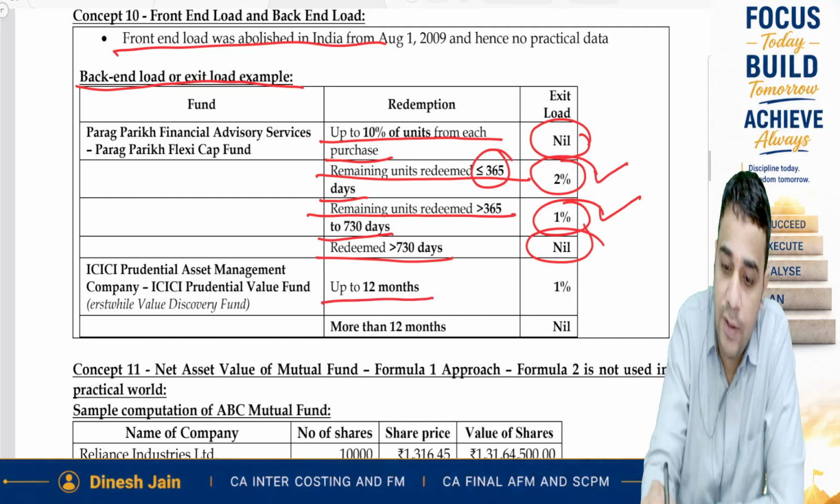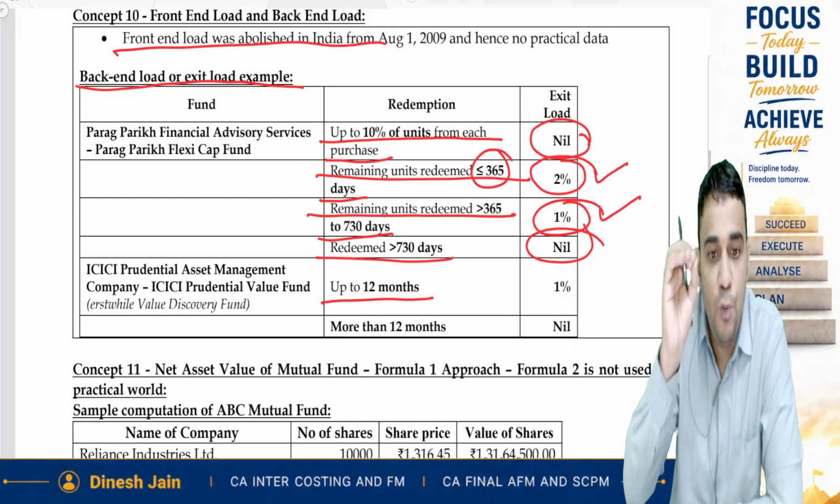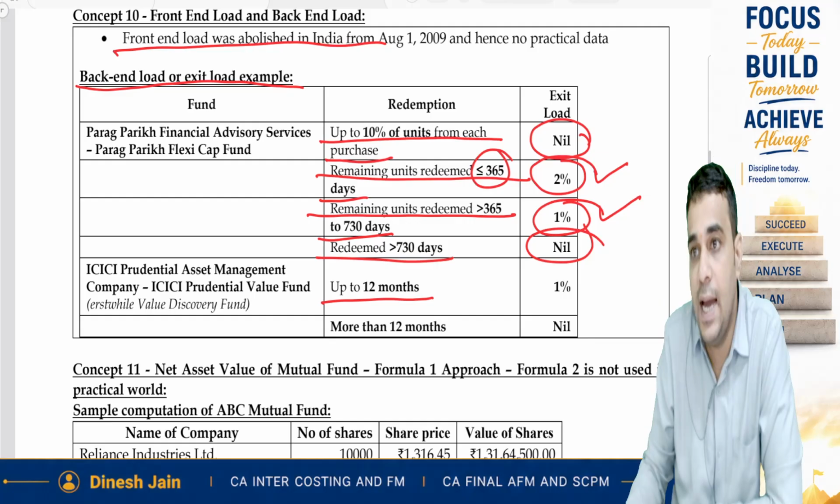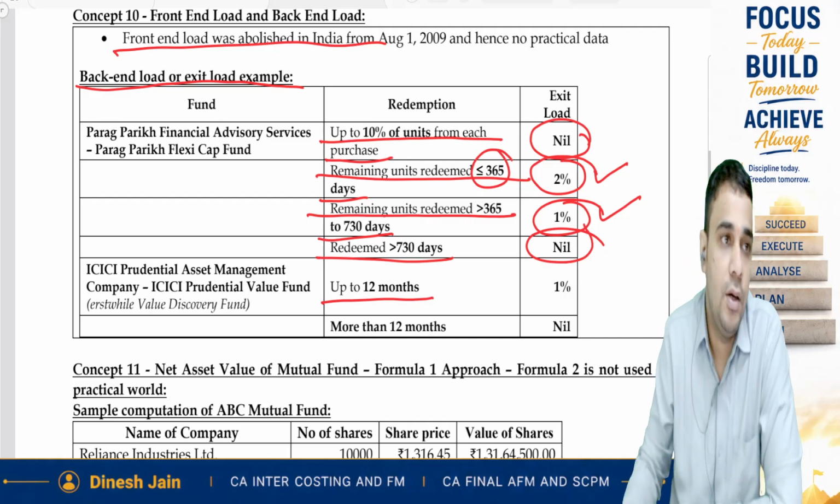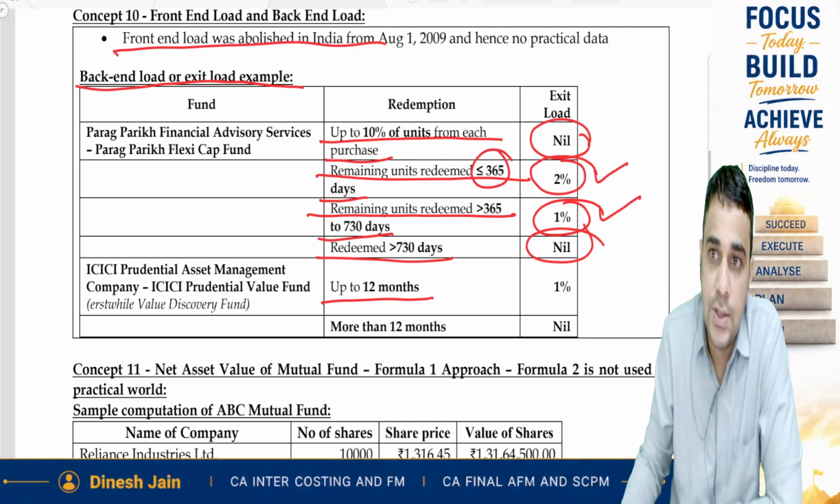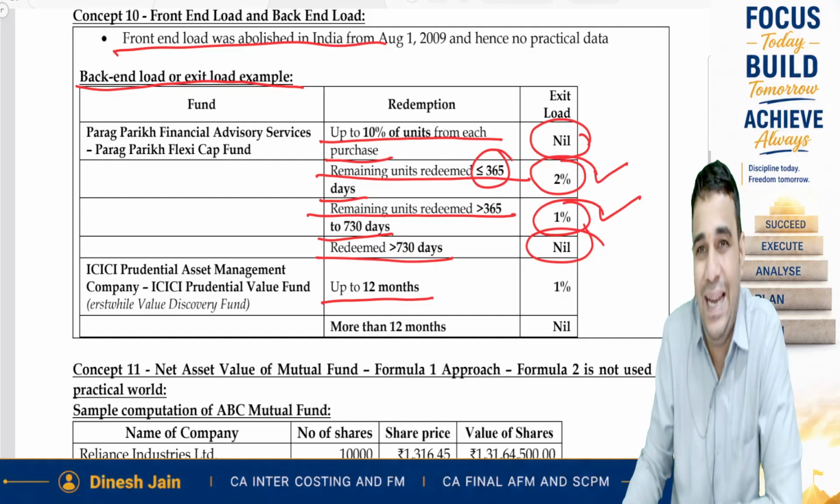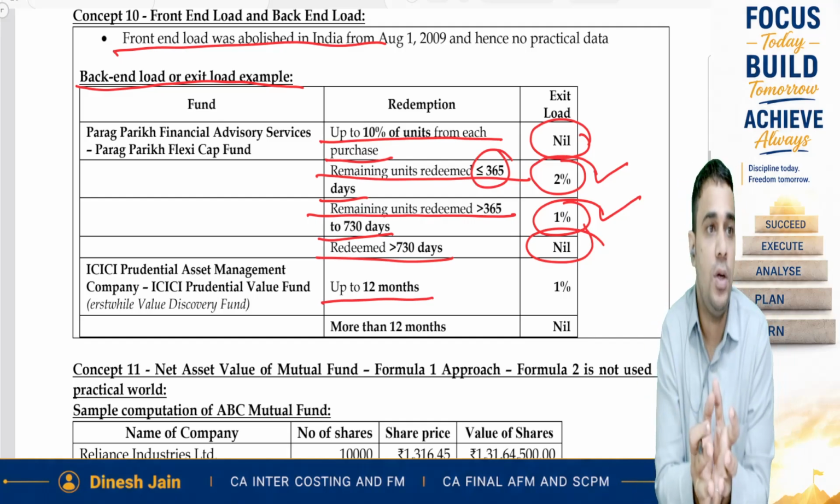ICICI Value Discovery Fund, up to 12 months. No limit, no 10%, 5%. Even one unit you redeem, less than a year, 1% exit load. More than a year, no exit load. Exit load is called back end load. Load basically means they are going to reduce this amount from the NAV.